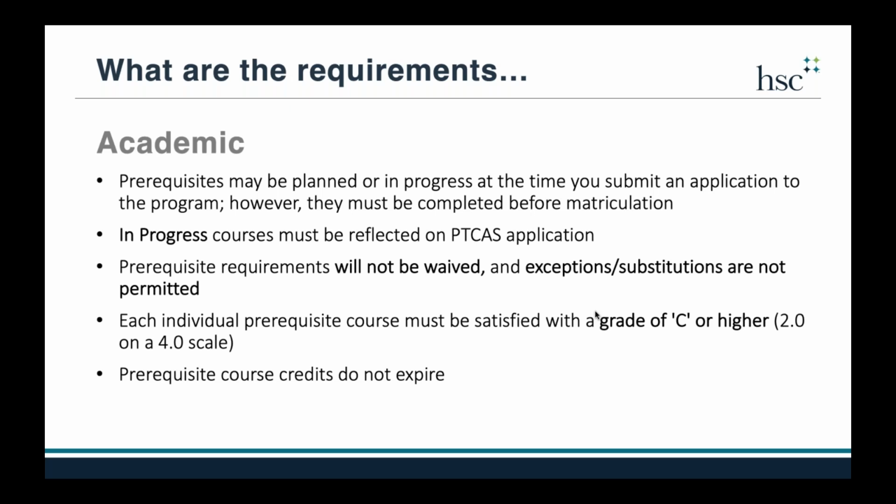Just like the eligibility requirements, the prerequisite requirements have no exceptions. There are no waivers for prerequisites. Substitutions aren't permitted. You do have to complete all of them. Each individual class that we require as a prerequisite has to be completed with a grade of C or higher. Although again, remember from the previous slide that your cumulative prerequisite GPA has to be a minimum of a 3.0.